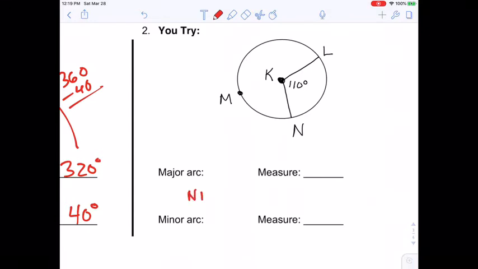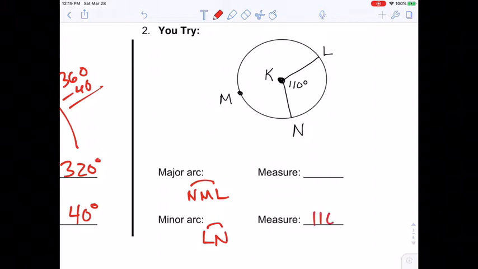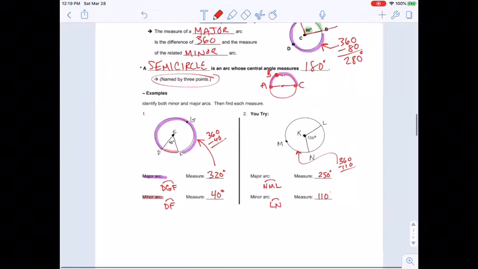The major arc would be NML. The minor arc would be LN or NL. The minor arc is 110 degrees. The major arc would be 360 minus 110, or 250 degrees.